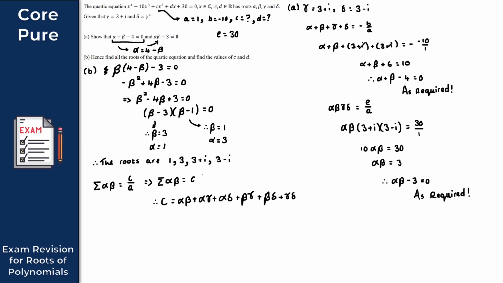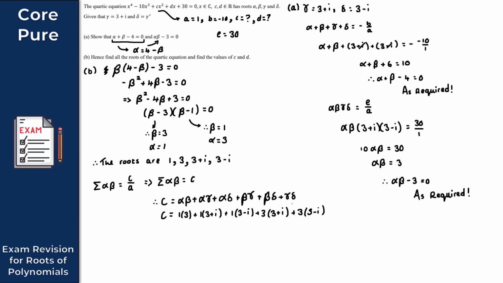So I know the four roots here. So in that case, C is equal to, alpha beta is 1 times 3, so 1 times 3, plus alpha gamma, that's 1 lot of 3 plus i, plus alpha delta, so that's 1 lot of 3 minus i. Beta gamma, so that is 3 lots of 3 plus i. Beta delta, so that's 3 lots of 3 minus i.